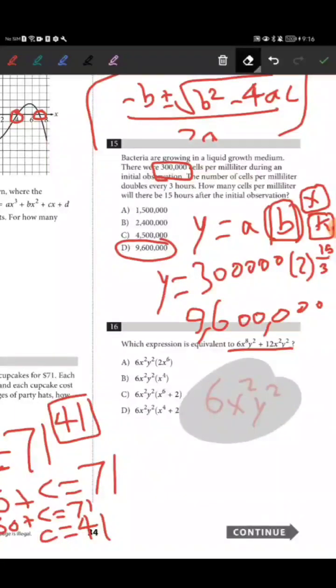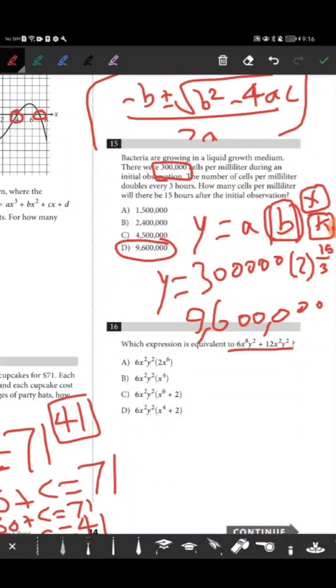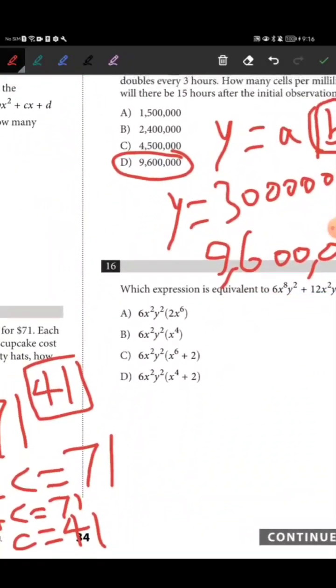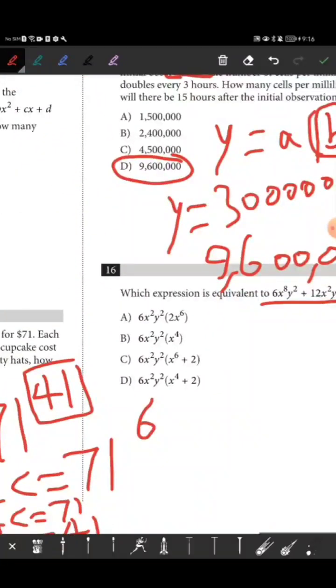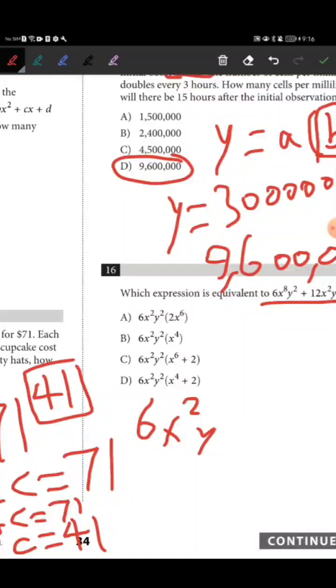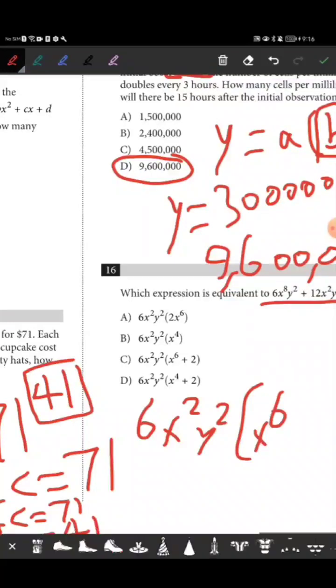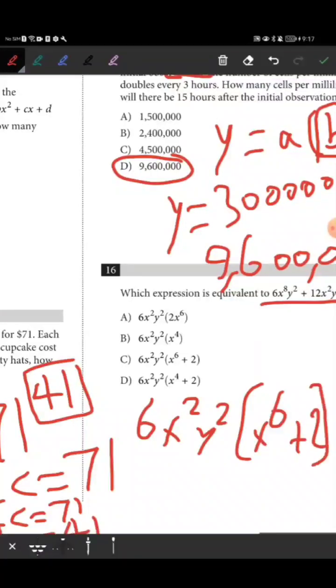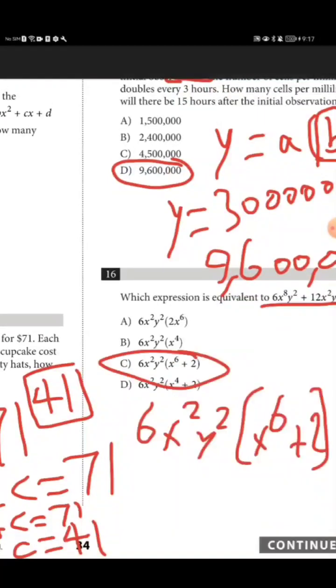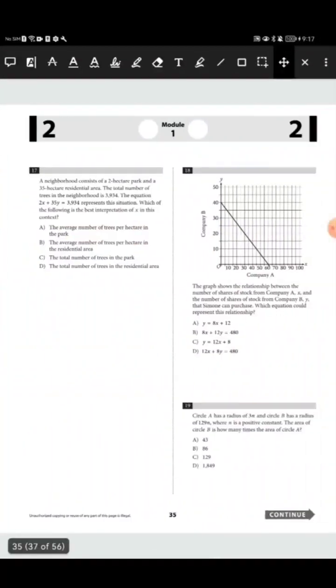Sorry, let's go in a bigger area. So 6x squared, y squared, open brackets, it's going to be x to the power 6 plus 2. So the answer is C. As simple as that.